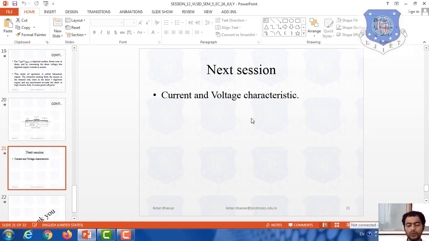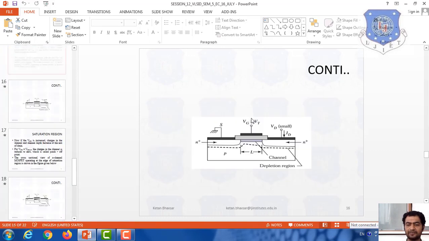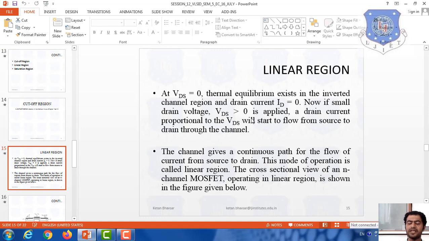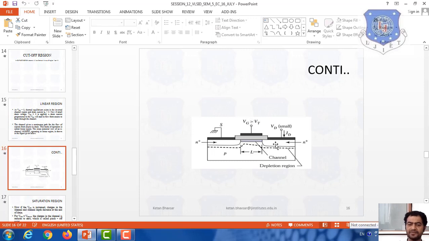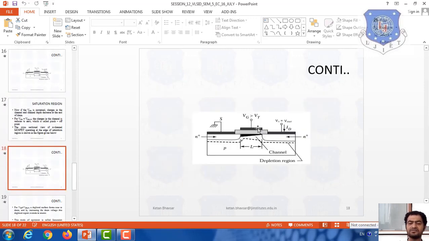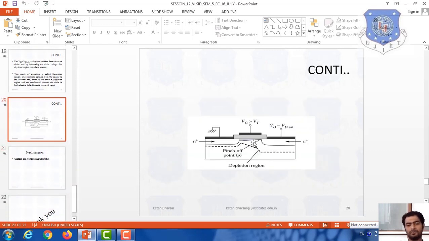So I hope you like this session and you definitely get the idea about these three types of region. As you can see, in the cutoff region the channel will not form. In linear, because VDS is greater than 0 and VGS is greater than the threshold voltage, the channel will be formed. After increasing VDS more and more, after some time the thickness of the channel will decrease near the VDS terminal, but after some time it will leave that terminal. So it's called the pinch-off point.